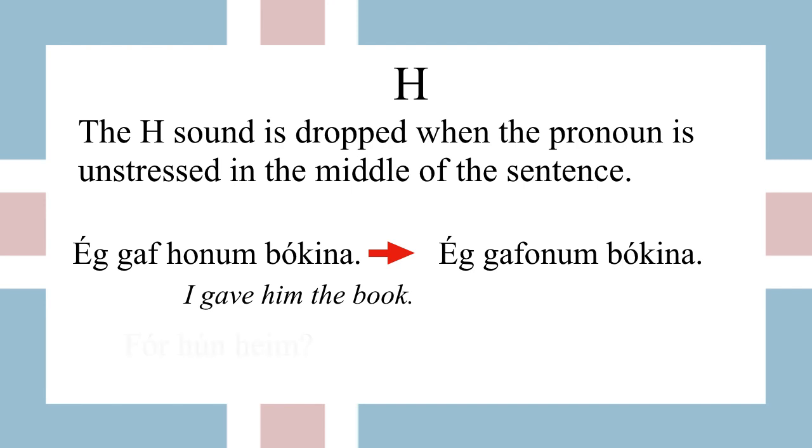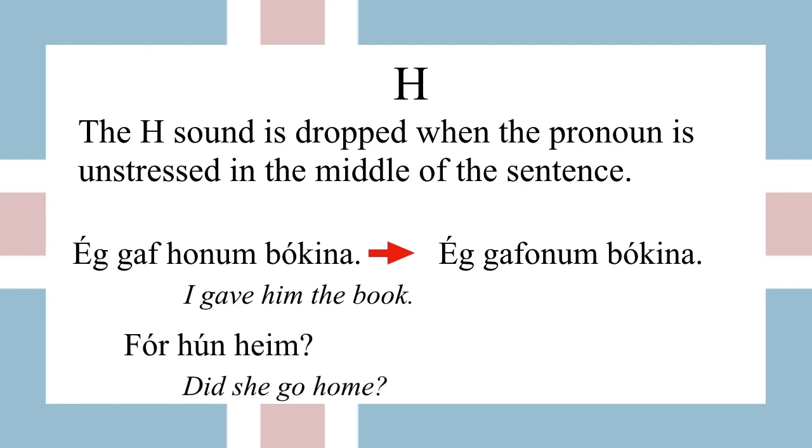So let's look at another example here. The sentence with careful enunciation would be, fór hún heim? Did she go home? Now with this rule applied, we're going to pronounce it fór hún heim. Did she go home? Now again, if we wanted to stress hún in the sentence, then we wouldn't drop the H. We would say fór hún heim, right? Did she go home? That's always allowed and it's always correct, but if it's unstressed, then you're going to sound more natural if you drop that H sound.